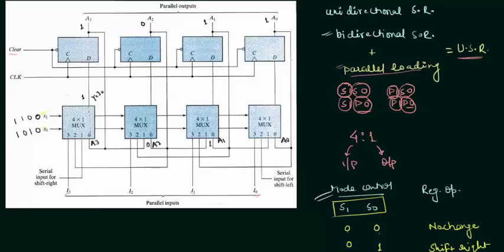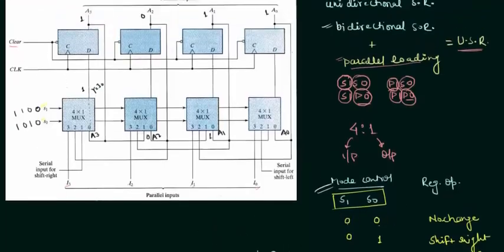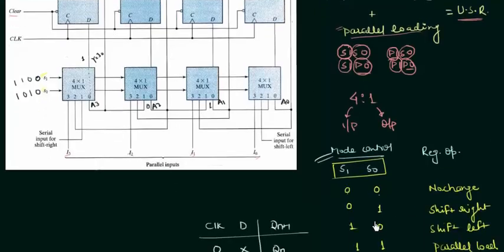That's why I have the register operation as no change, or you can say hold, when the selector variables are 0 0. I hope you got this, how we have the hold condition when both of the selector variables, or the mode controls, are 0 0. Now we will move to the next case when S1 is 0, S0 is 1, and we have shift right mode.